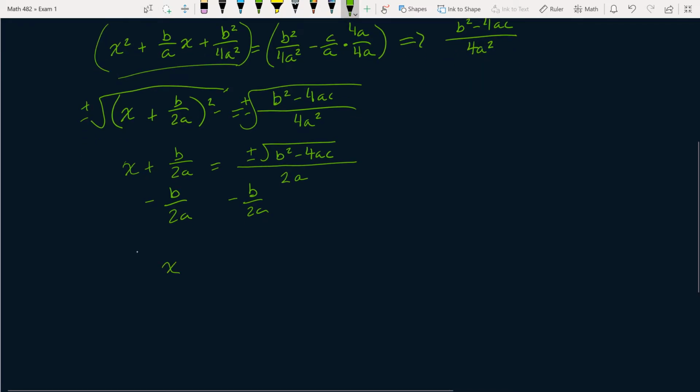and we're going to get x is equal to negative b. These are the same denominator, so we can just do this and divide by 2a. And there we have it. x is equal to negative b plus or minus the square root of b squared minus 4ac divided by 2a. And that is how you solve for the quadratic formula.